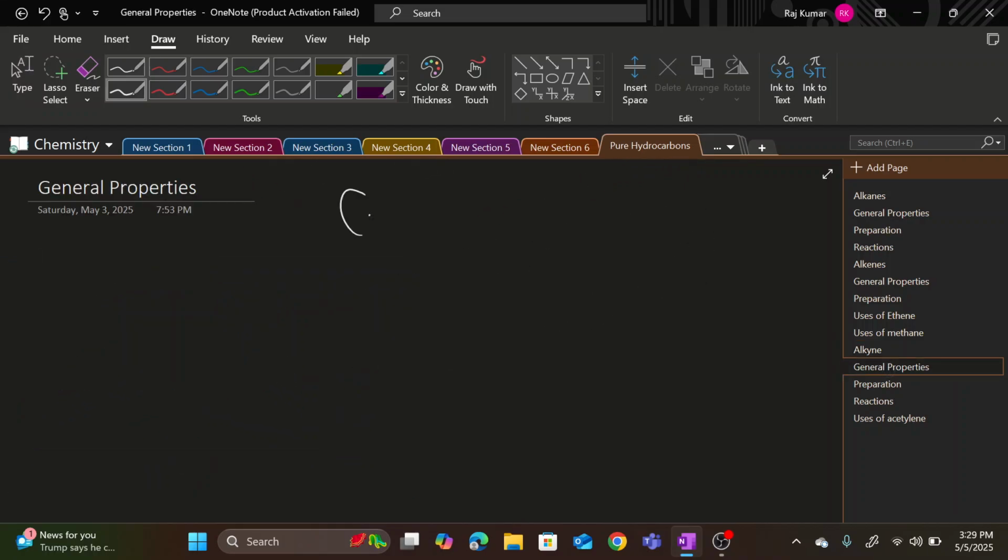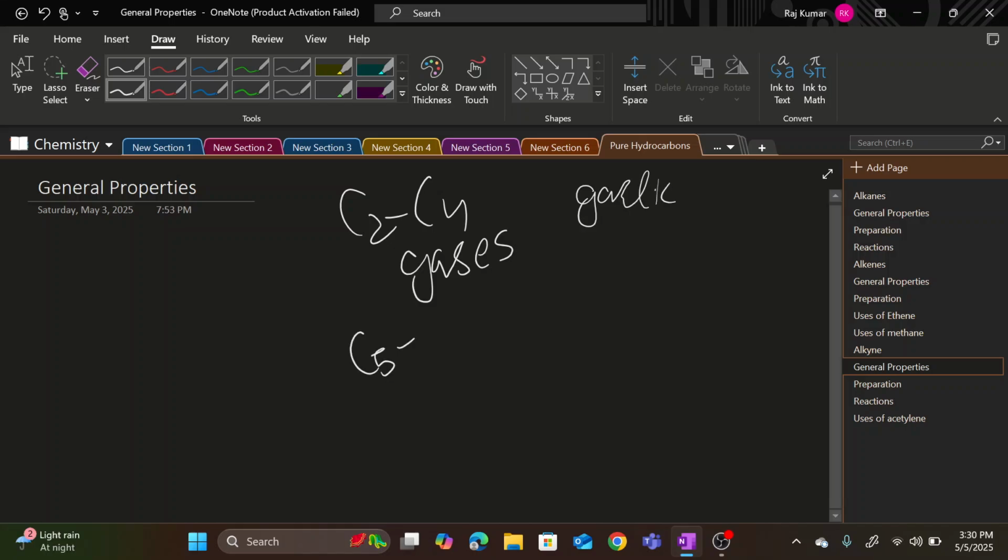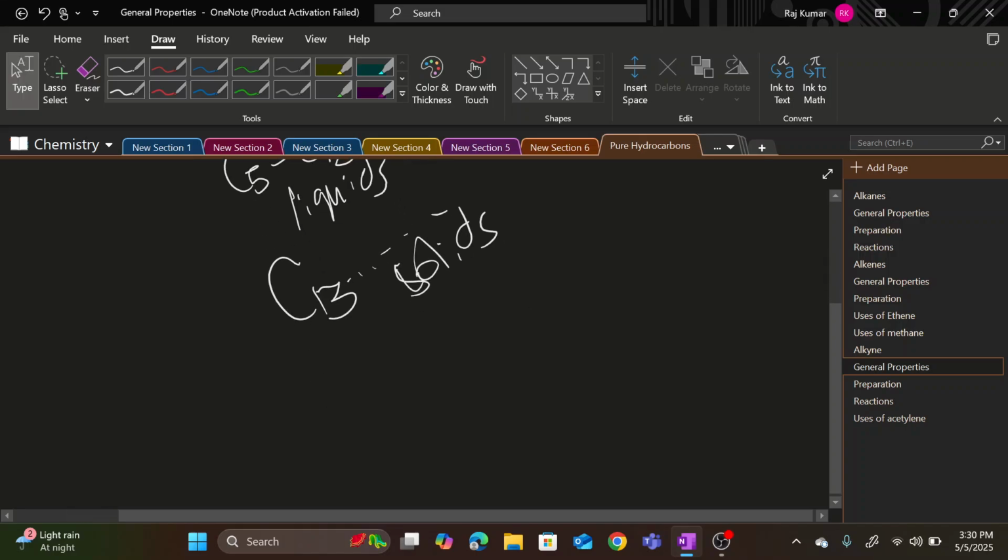General properties here: C2 to C4 are gases. All of them are colorless and odorless, except acetylene, which has a garlic-like odor. C5 to C12 are liquids, and C13 onwards they are solids. Now there's an important thing to consider, which is that the stability increases with the number of triple bonds. As the number of triple bonds increases, the stability also increases.